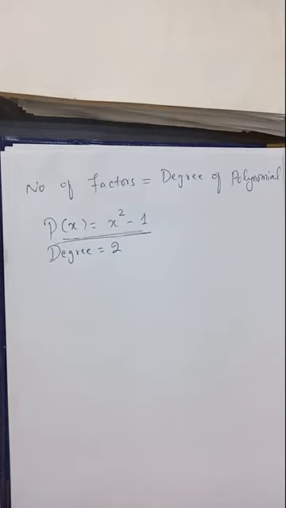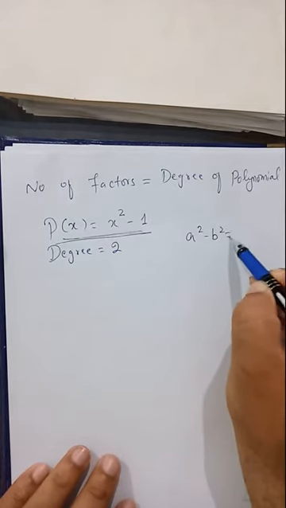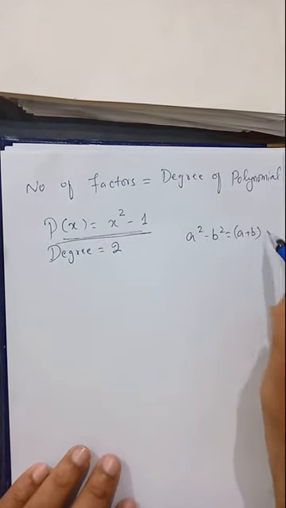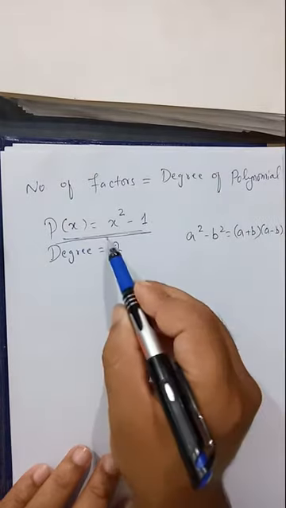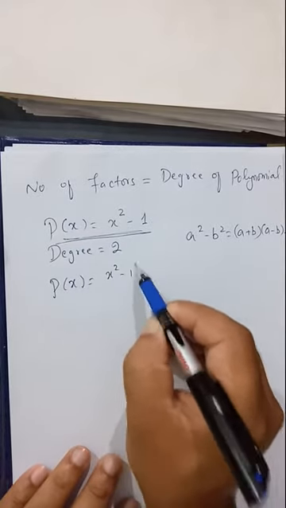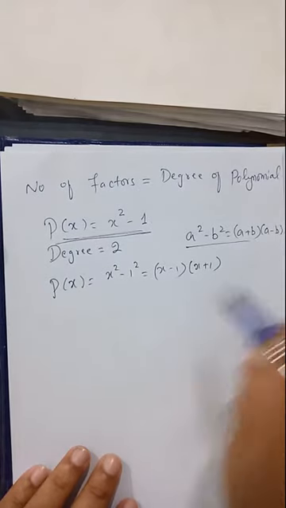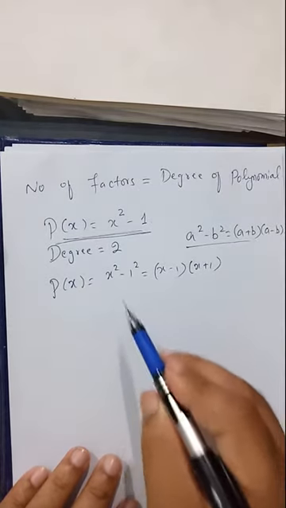Now in class 9th you studied how you can factorize different polynomials. In some cases we use the formula a square minus b square, which is equal to a plus b into a minus b. So if I see here, this p of x can be written as x square minus 1 square, which is equal to x minus 1, x plus 1. According to this formula, here the value of a is x and the value of b is 1.